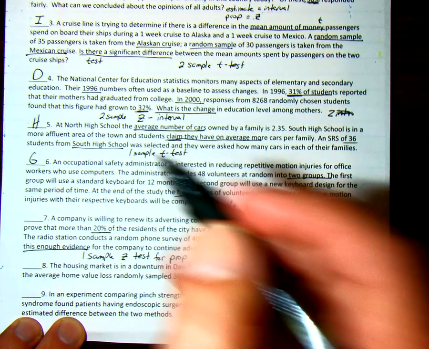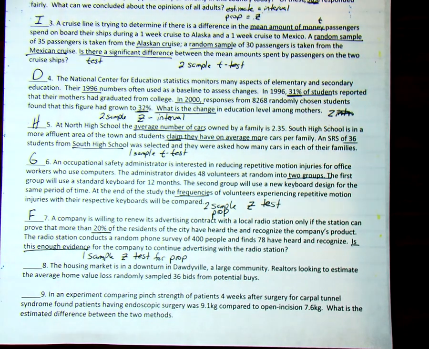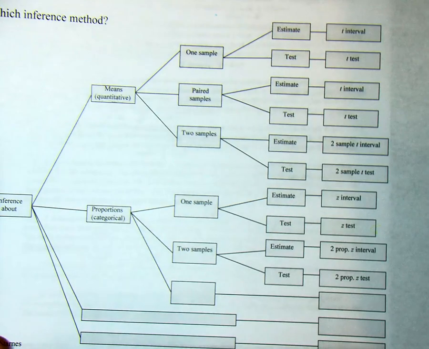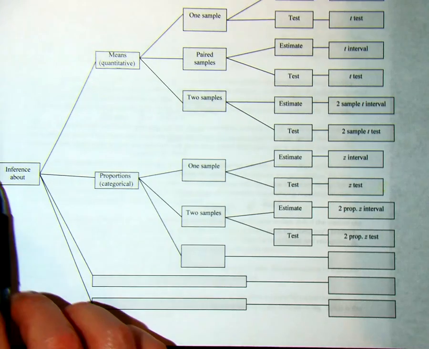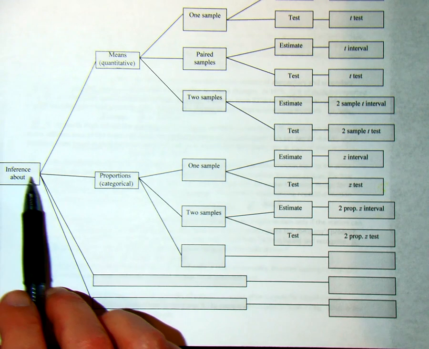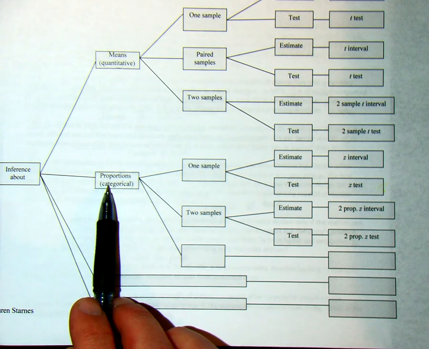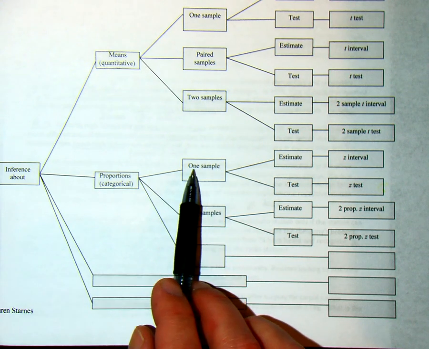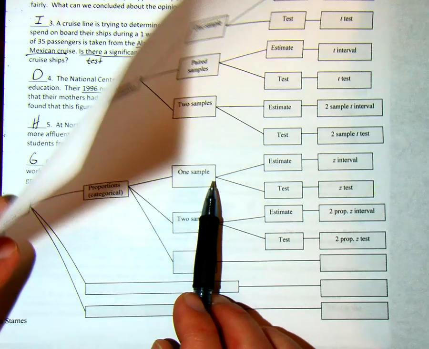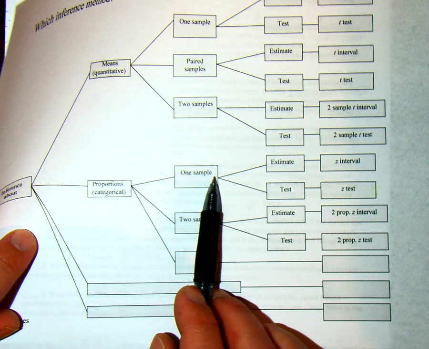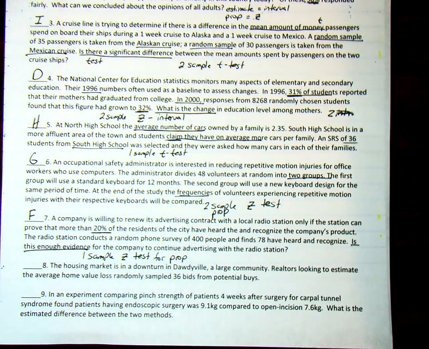So if we go up above and look, hopefully you wrote down an F. Again, if we take our chart here, that leads me to the right area. We're making an inference. This is about the proportion of people that recognize the jingle and the product. It came from one sample. They're asking me, is this enough evidence? So that means it was a test, and so that was our z-test, our z-test for proportions.